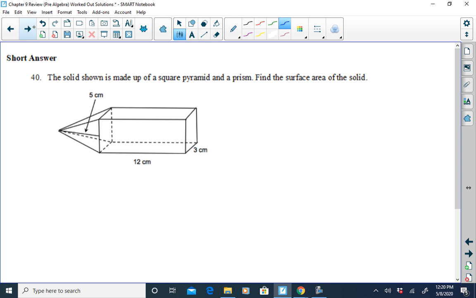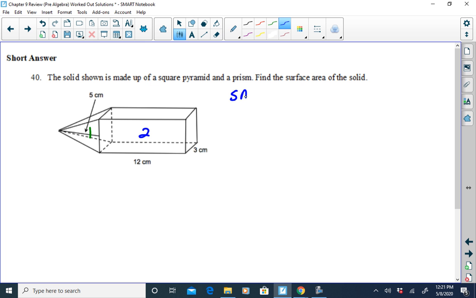Okay? Now we're looking for the surface area of this solid. I almost got caught doing this wrong. I had to be really careful with this problem. It's really easy to make a mistake here. Okay, let's call this figure 1 and this figure 2. Let's start with figure 1.